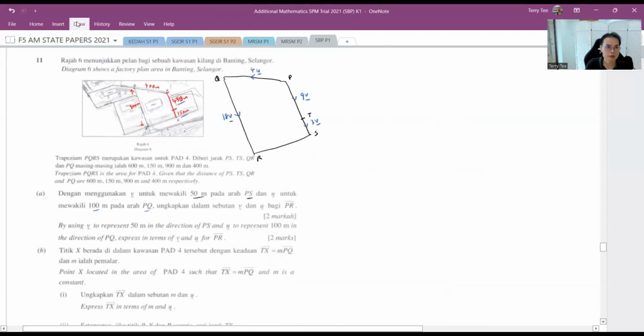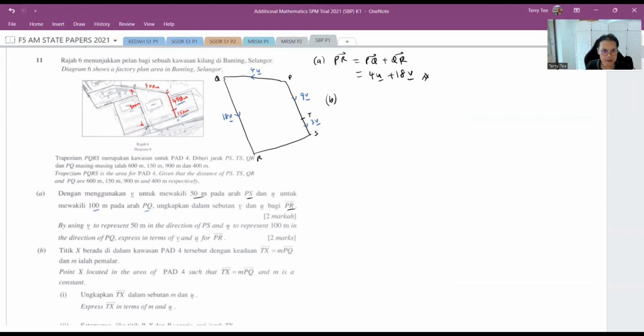Next, I need to find vector PR. Part A, to go from P to R, I can go from P to Q, Q to R. So PQ is positive 4U, and QR is 18V. So it's 4U plus 18V. Okay, second part.